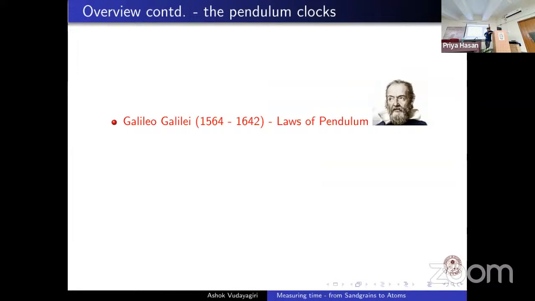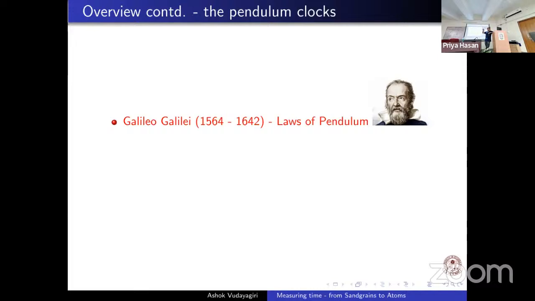A lot of people wrongly think that he invented the pendulum clock. No, he didn't. He discovered the laws of the pendulum. There are three laws of the pendulum, very important ones. The first thing is that the period does not depend on the mass. Second is that the period does not depend on the angle that you are pulled back. And the third one is, as far as Galileo was concerned, the period depends only on the square root of the length.